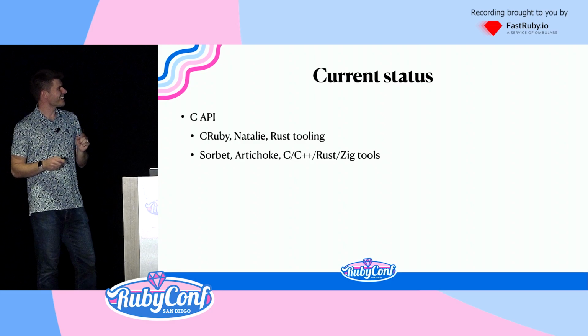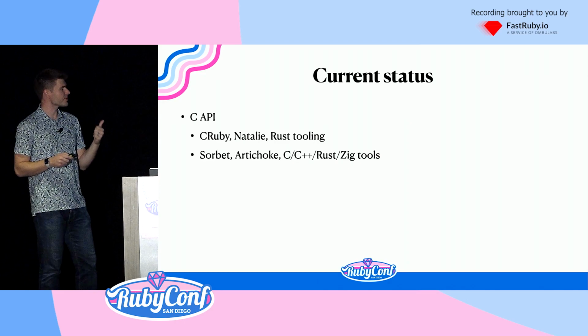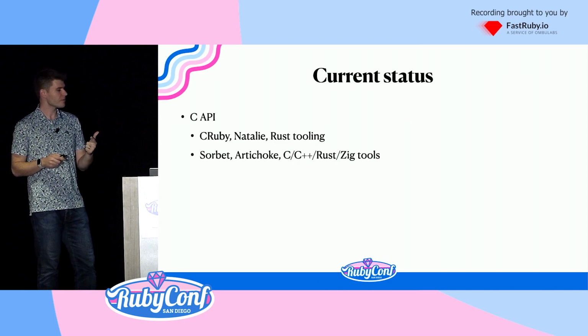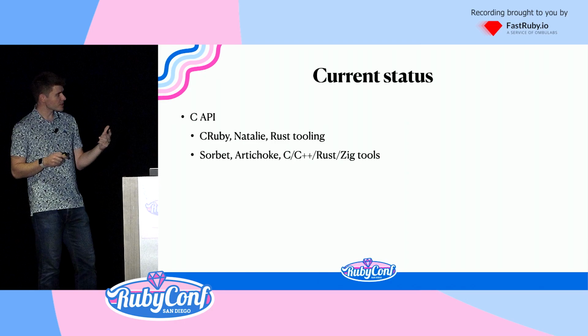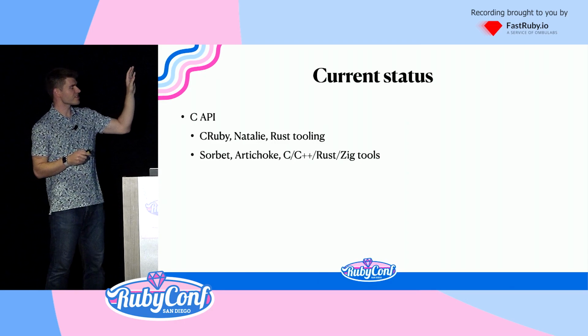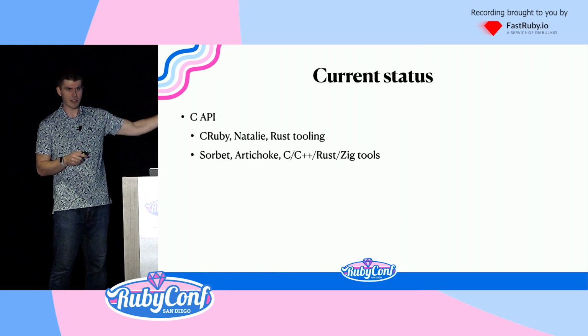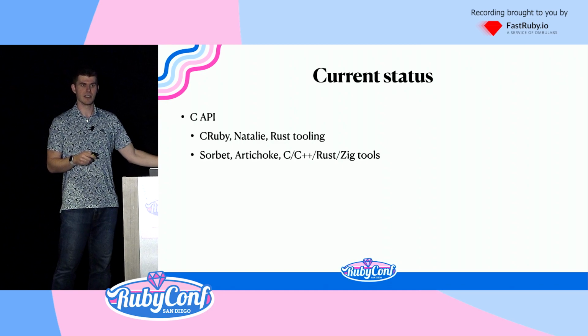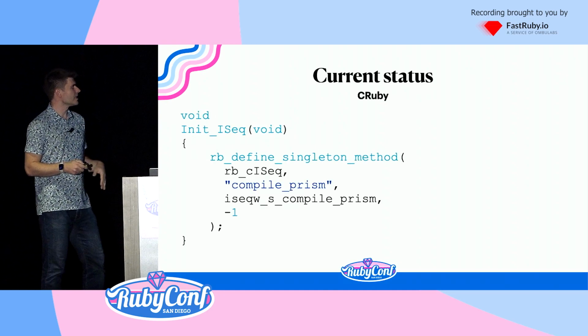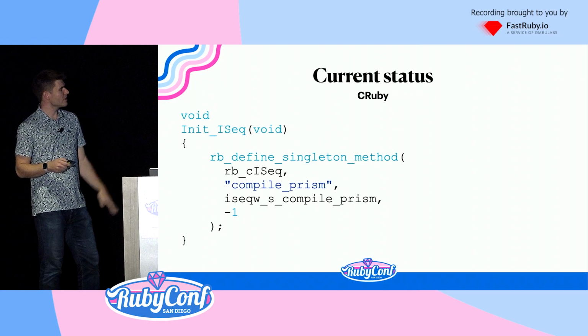We have the C API, which is used in CRuby, Natalie, and Rust tooling. We're exploring it to replace the Sorbet parser, the Artichoke parser, which currently embeds the mruby parser, and other C, C++, Rust, and Zig tools. That's not just a list of random languages. I literally know people that are using this from Zig. So it is possible. This is how we do it in CRuby.